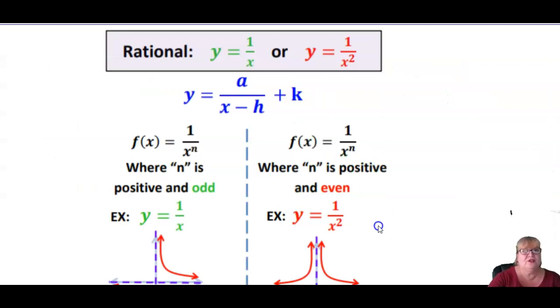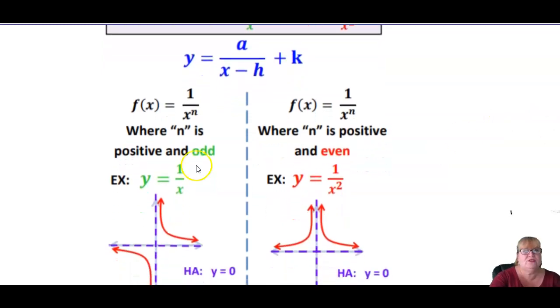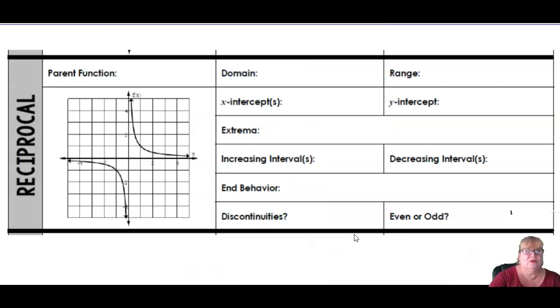All right, then we have a rational function. I think the only one in your notes is this first one, okay? But when you have an odd power in the denominator, it will be this shape. When you have an even power in the denominator, it does what I like to call a volcano shape, okay? This is a volcano shape. So the parent reciprocal function is just y equals 1 over x, where this is basically x to the power of 1, or odd. Speaking of odd, if I rotate that 180, it will look the same.